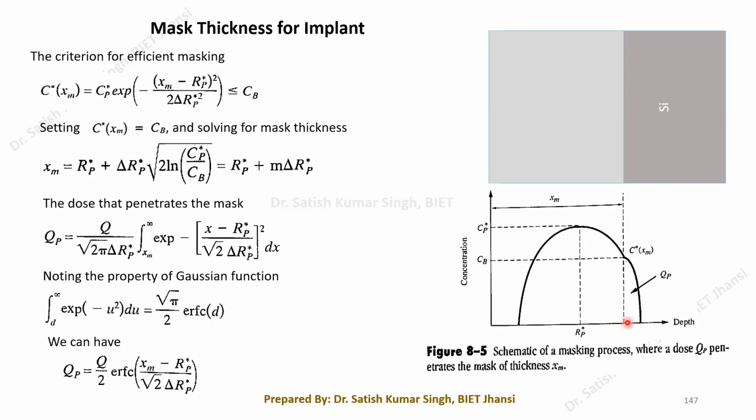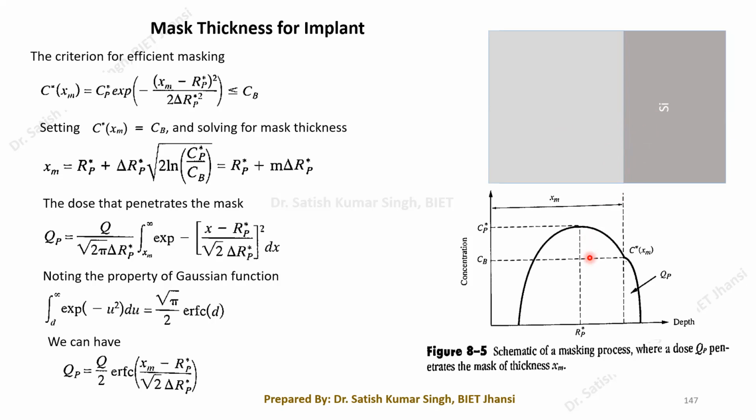So let's assume that we have a mask whose thickness is xn. Wherever we have placed the mask, what we want is that under the mask the ion beam should not be able to reach, which means the doping should not take place under the mask. So to avoid that, what is the condition?